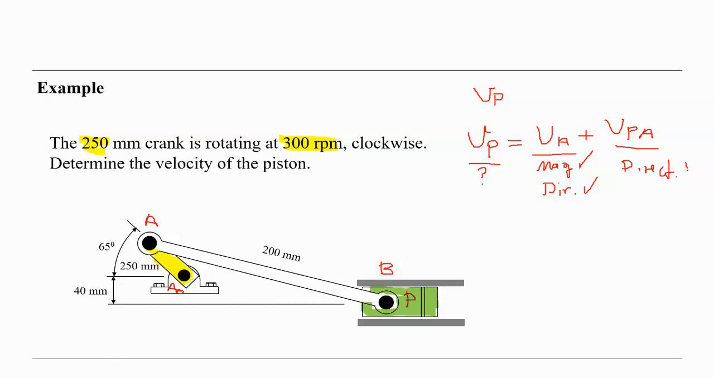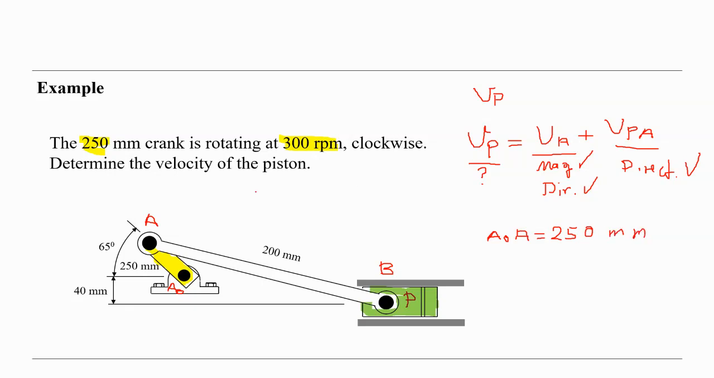Direction we know, but magnitude we don't know. Okay, so we said we know the magnitude and direction of the crankshaft. So how can we calculate that? Actually, for the crankshaft, we know the length A0A is equal to 250 millimeters, already given.